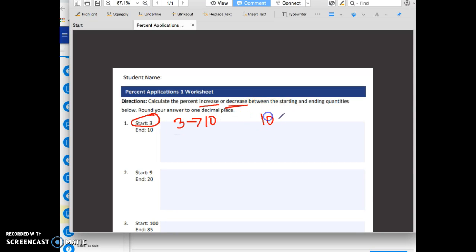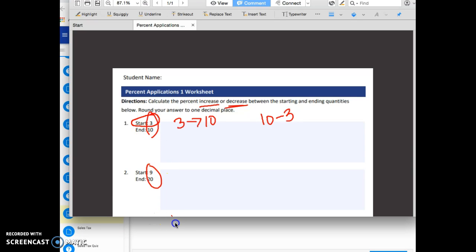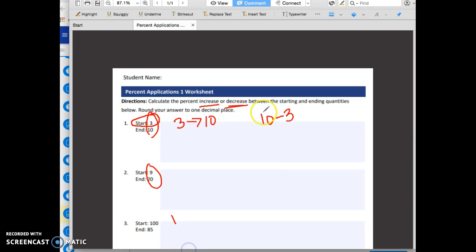So just take 10 minus 3. So you just subtract these 2 numbers. For every single one of them, you're just going to subtract these 2 numbers. That's your step 1. Okay? So step 1 is subtracting. So 10 minus 3 is 7. What do we do with 7? Well, that's our step 2 is divide. So we put this number on top. So 7 goes on top. What goes on bottom, though? I said we're going to divide. Remember, fractions mean divide.